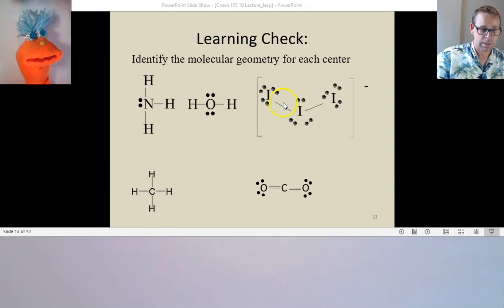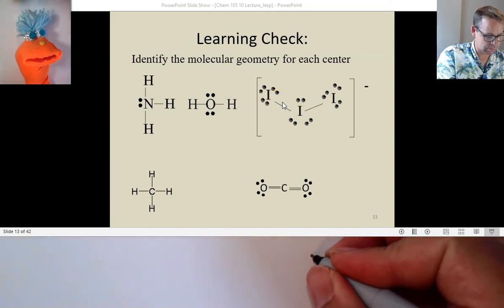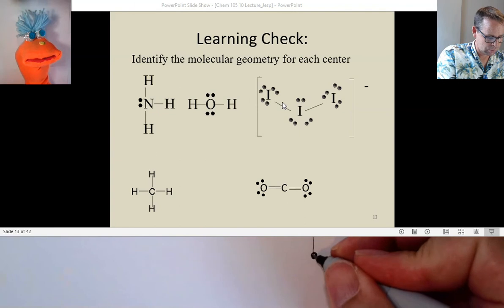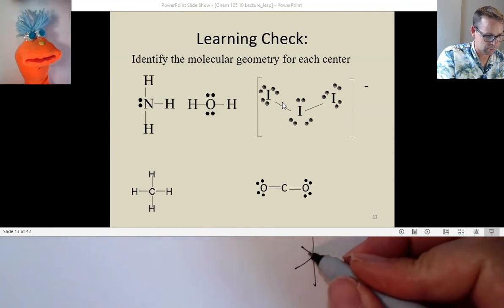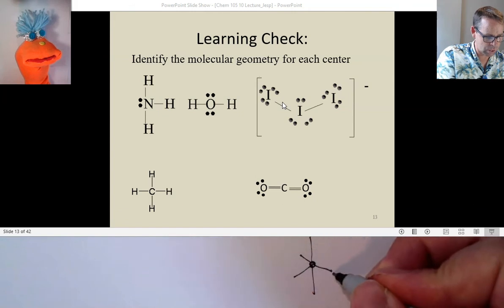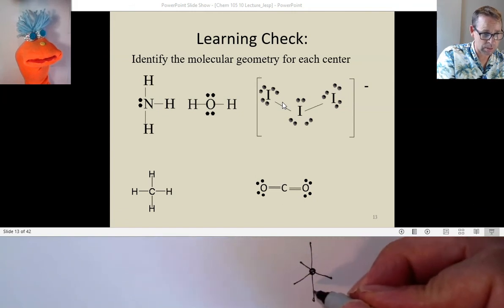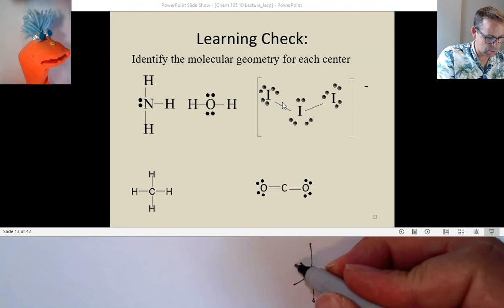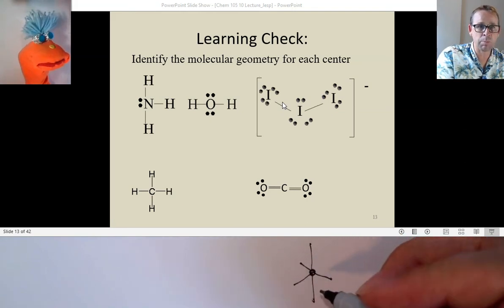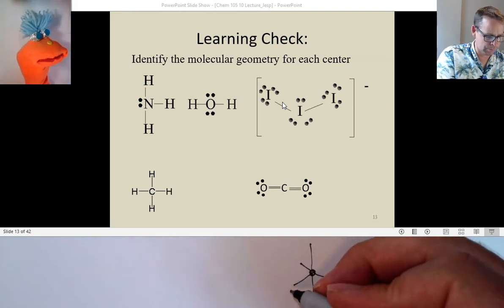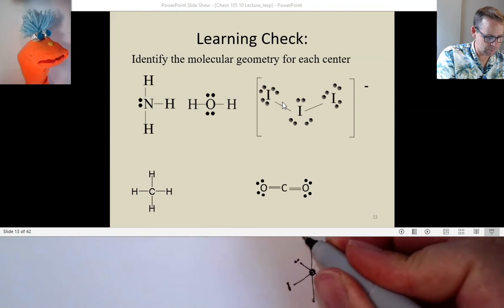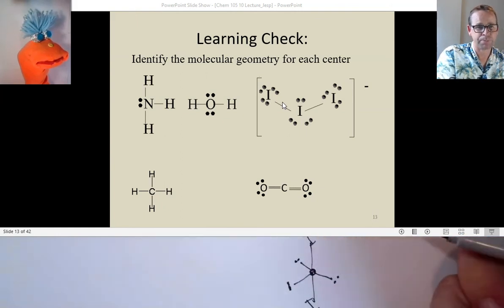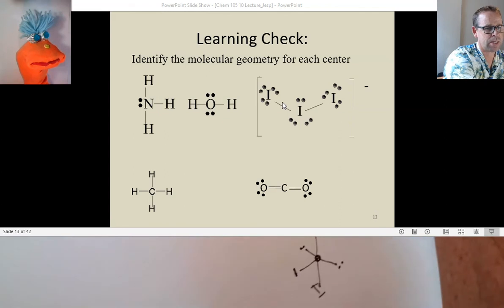So let me see if I can sketch something that looks familiar to us. 1, 2, 3, 4. So there we have 3 equatorial and 2 axial, right? And on the equatorial positions, we're going to put the non-bonding. How many do we have? 3. So 1, 2, 3, and then we have the bonding regions here. Okay? Does that make sense?